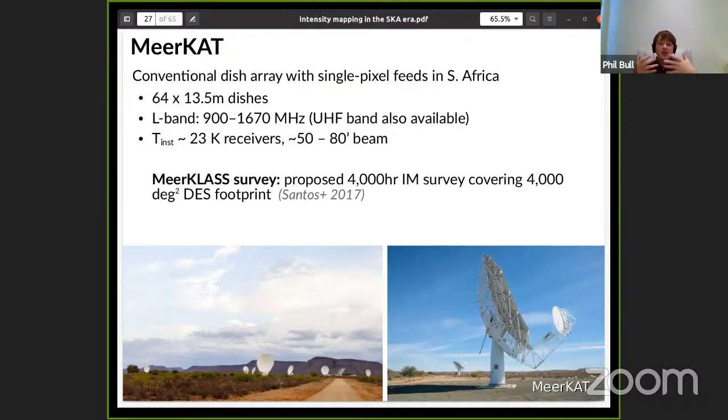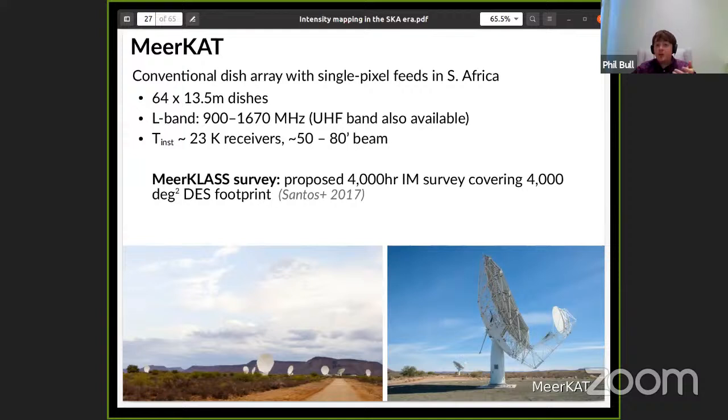So there's a particular survey proposed using MeerKAT, which will make use of this intensity mapping technique, as well as doing more conventional radio galaxy surveys. It's proposed to be a 4,000-hour survey, which is quite a big survey. And it would cover about 4,000 square degrees, again a reasonably large chunk of the sky, overlapping with the Dark Energy Survey footprint, the Dark Energy Survey being a photometric redshift survey.